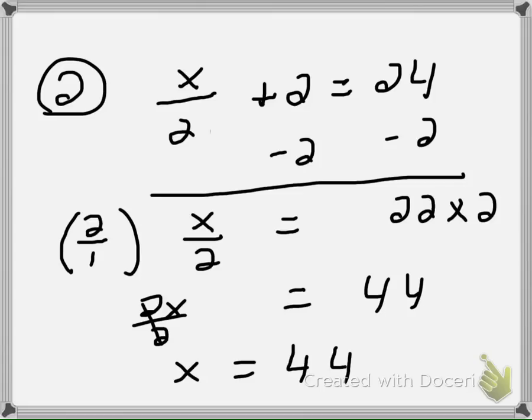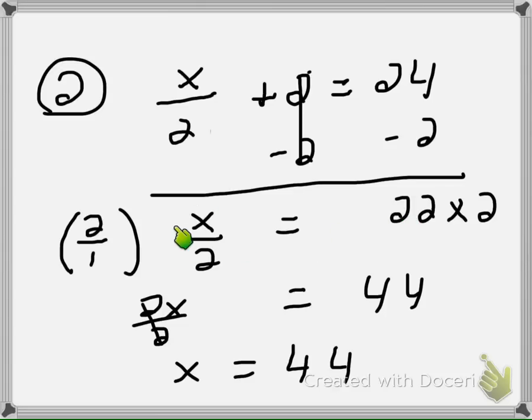I got to get rid of this plus 2 first. Always get rid of addition and subtraction first. And the opposite of adding 2 is subtract 2. So I subtract 2 here, and I subtract 2 here. Now this is going to be equal to nothing because 2 take away 2 is nothing. So all I have left over here is x over 2. I bring down my equal sign. 24 take away 2 is equal to 22.